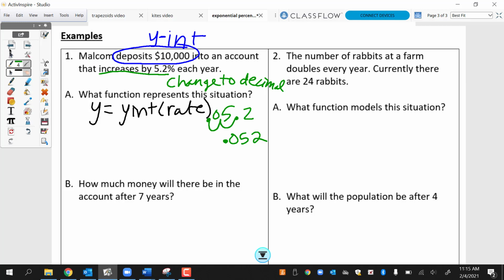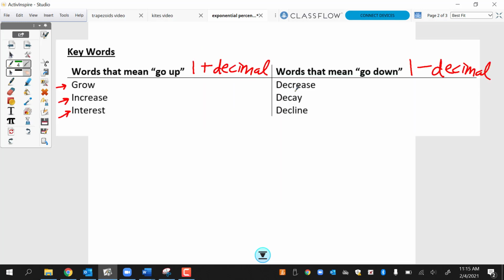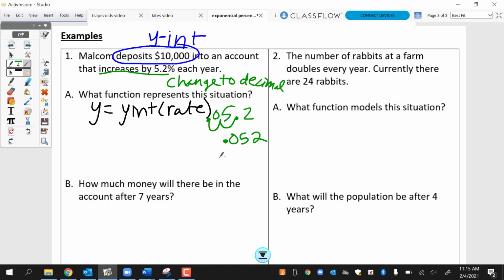It said increases. So if I look back at my words, increases means I'm supposed to do 1 plus. So I'm going to do 1 plus 0.052. I would type that in the calculator and it would tell me 1.052. That is my rate.